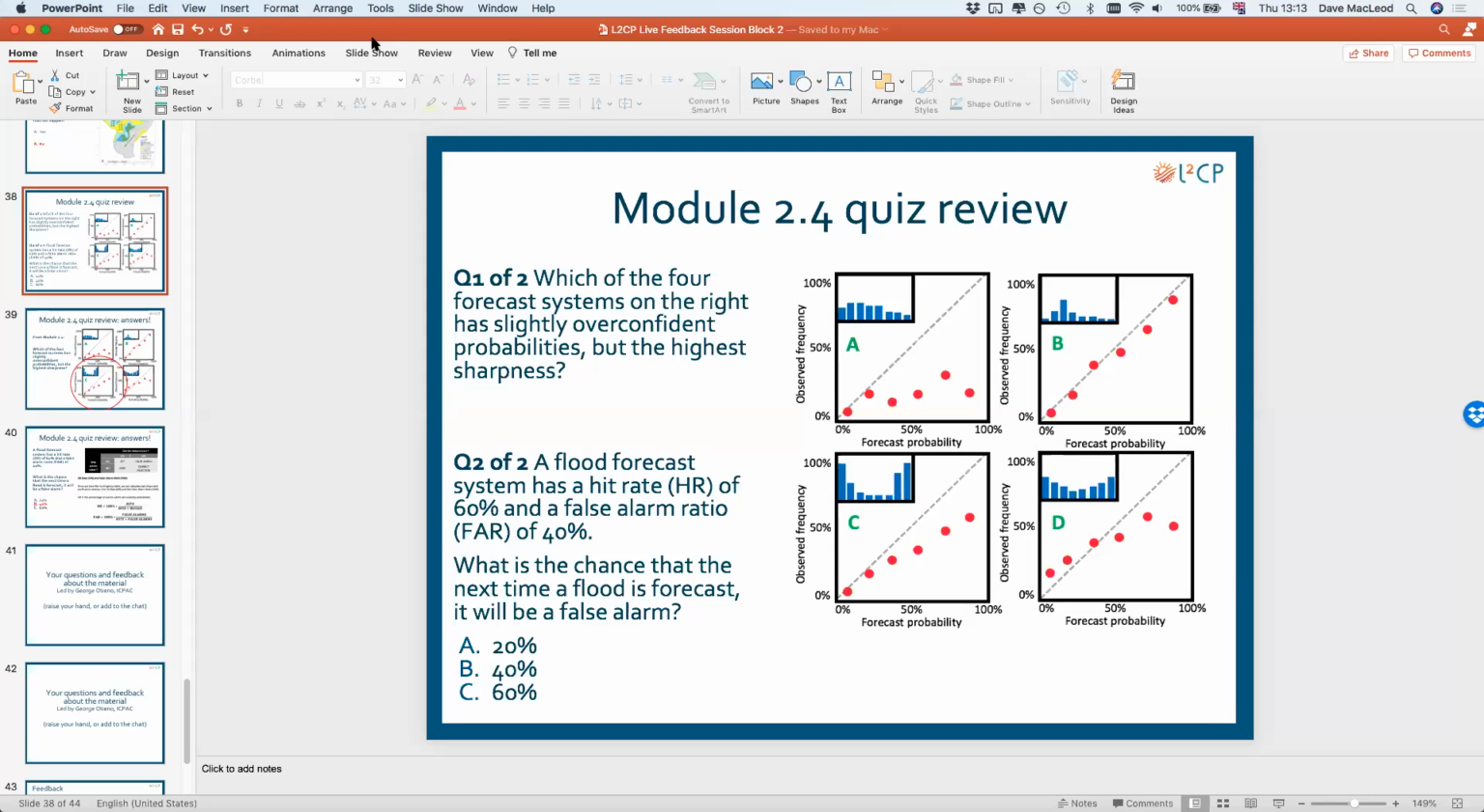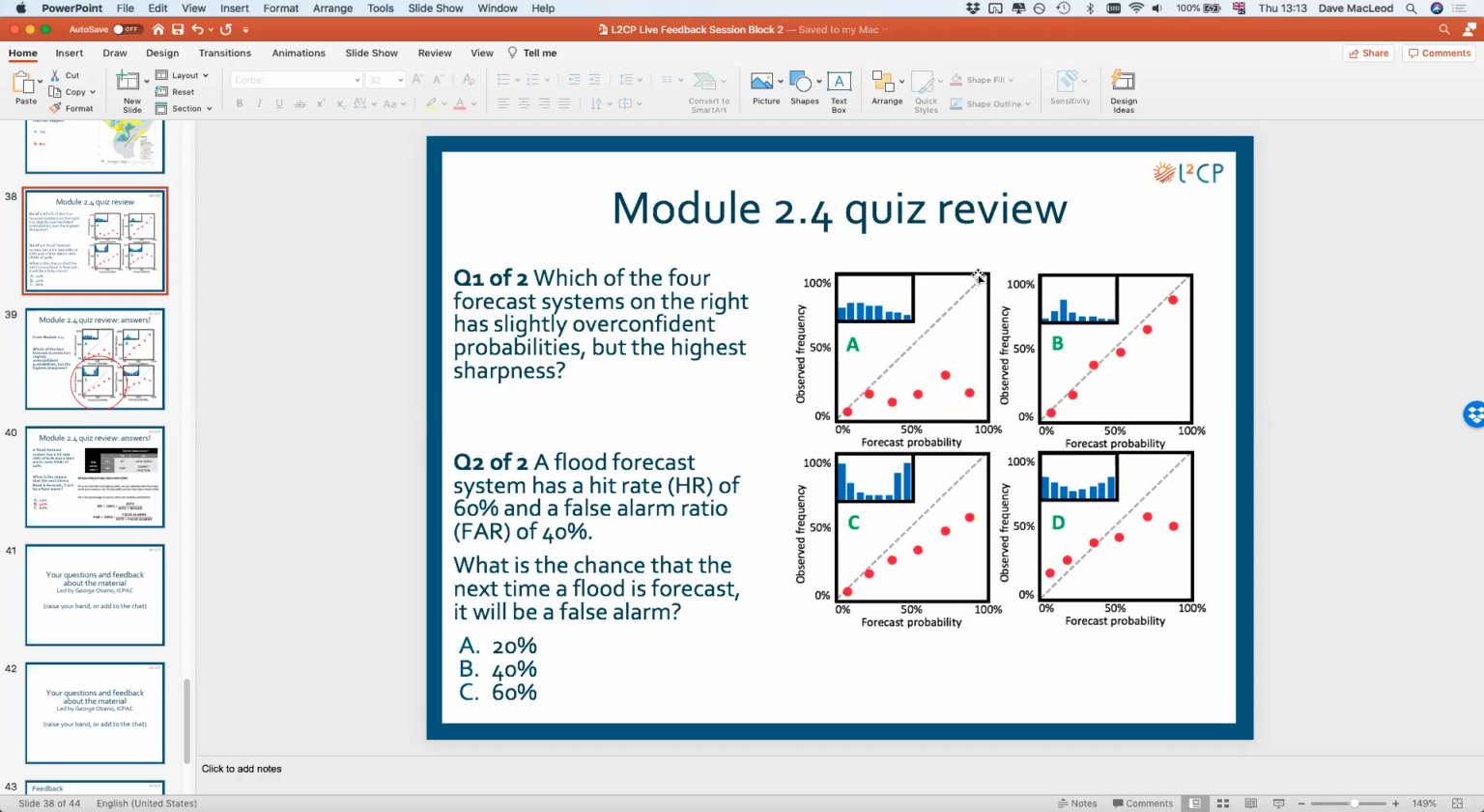So that's the concept behind it, and the technical way of doing it is essentially splitting up all of your data into all of the different probabilities. So on this plot here, you might take all the times it said 10% and compare those to the observations, and you plot a point here. Then all the times it said 50%, plot a point here. Every time it said 100%, you plot a point here.